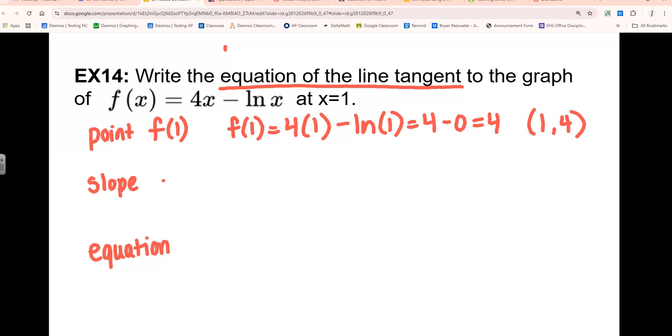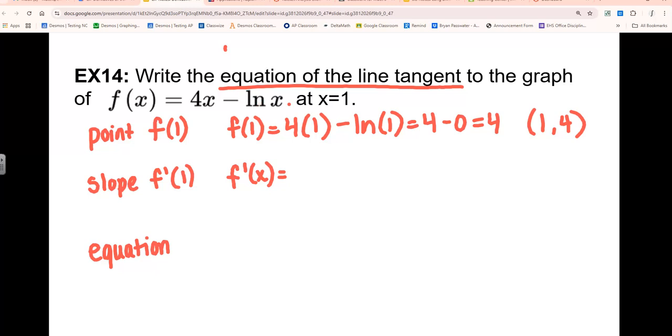Our slope here, we need f prime of 1. To find f prime of 1, you need to first find f prime of x. So find f prime of x first. Label it as f prime of x. These show up on free response all the time, and you need to label everything clearly so you get all the points. Because you almost for sure will get a point for the derivative of f right here.